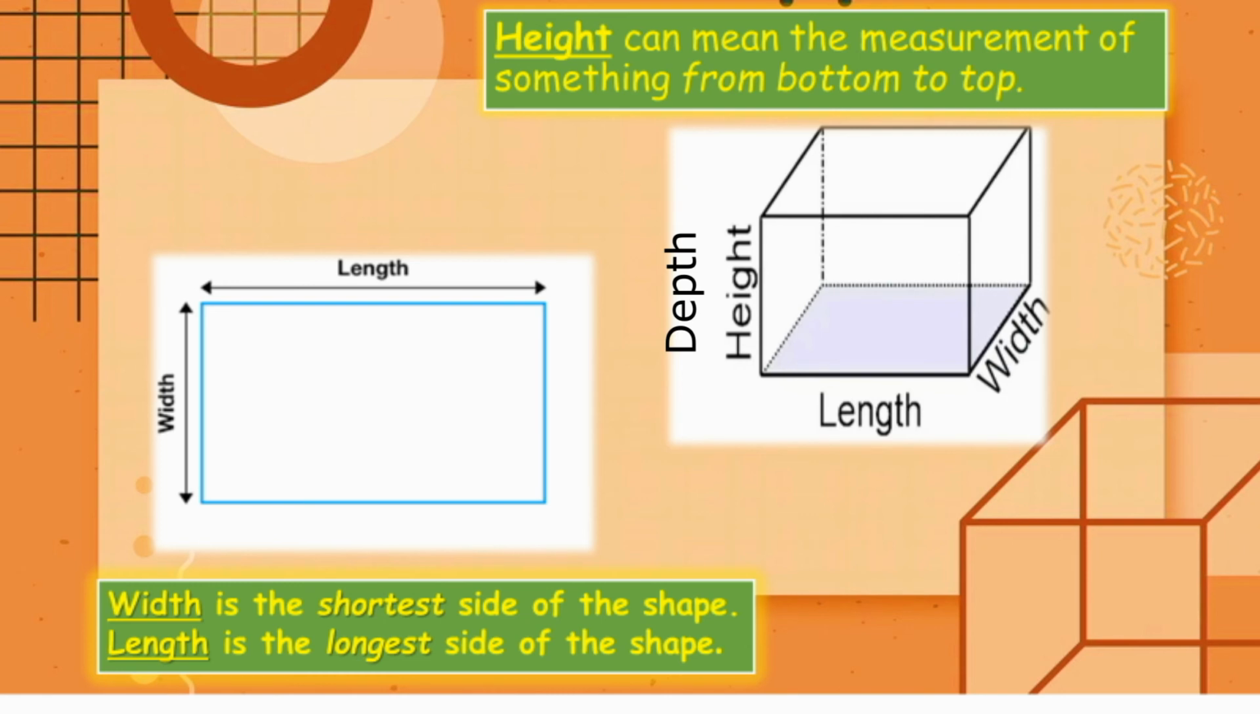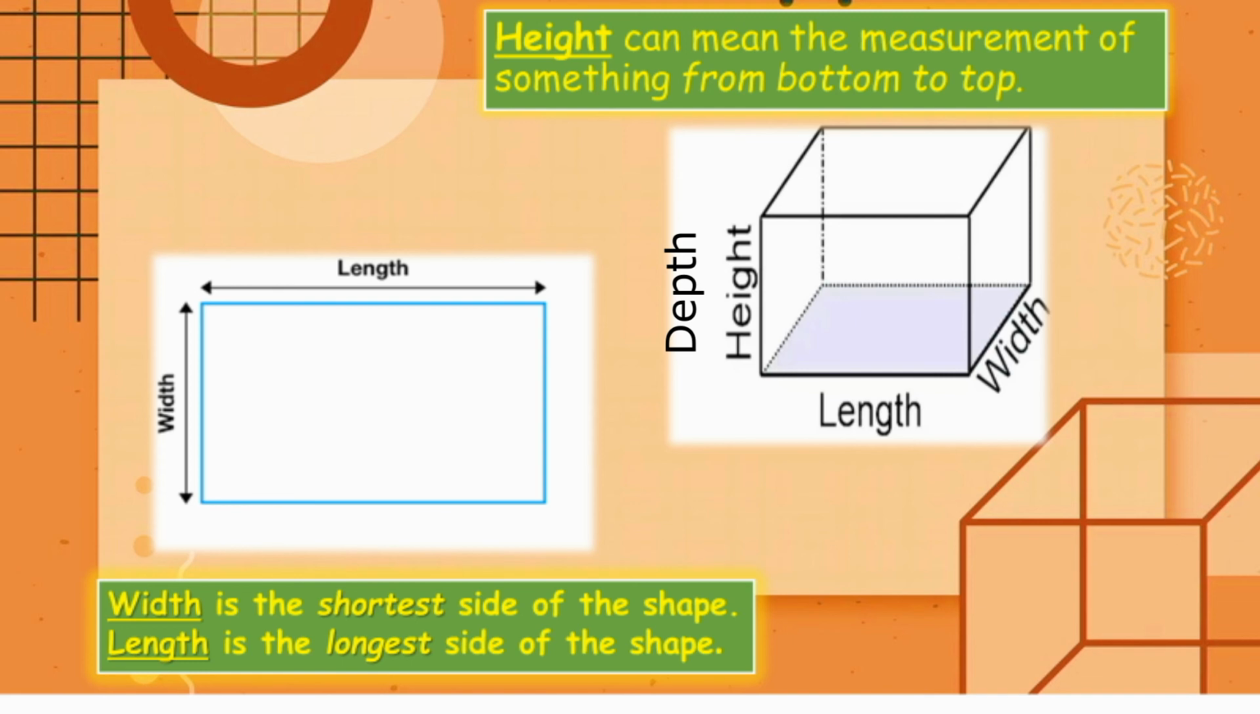The diagram that you can see on your screen shows the 2-dimensional and the 3-dimensional shapes that emphasize the composition of shape and form. The width is the shortest side of the shape. Length is the longest side of the shape.